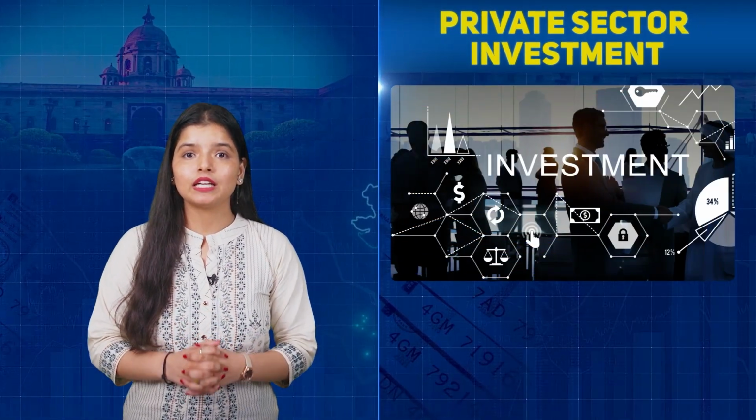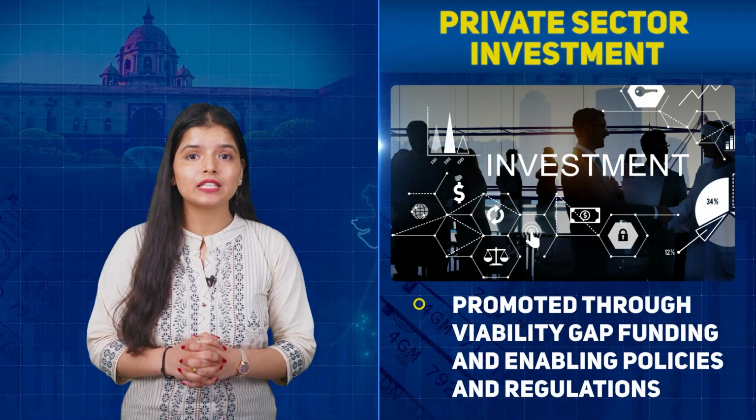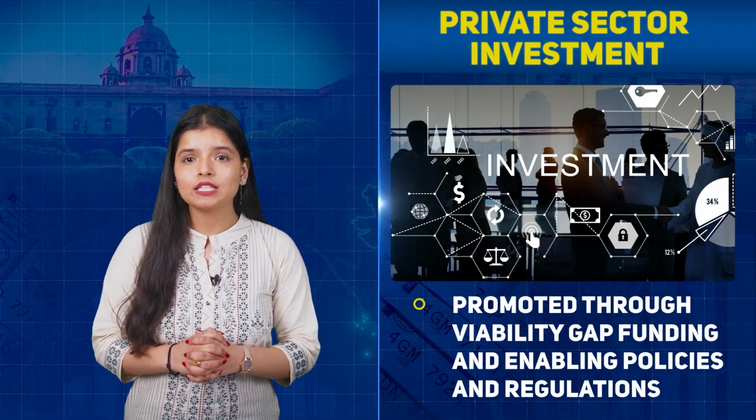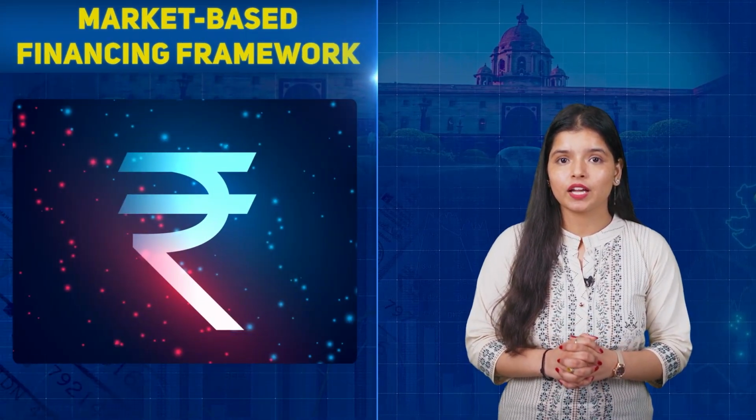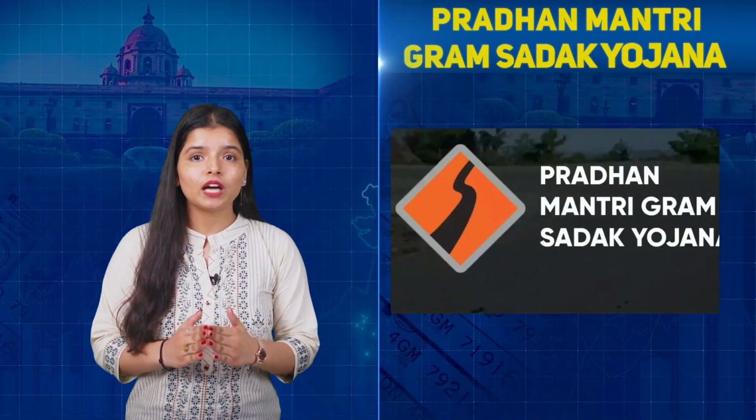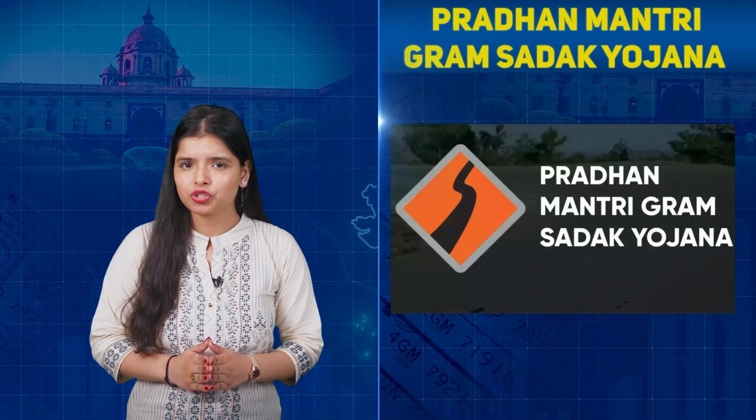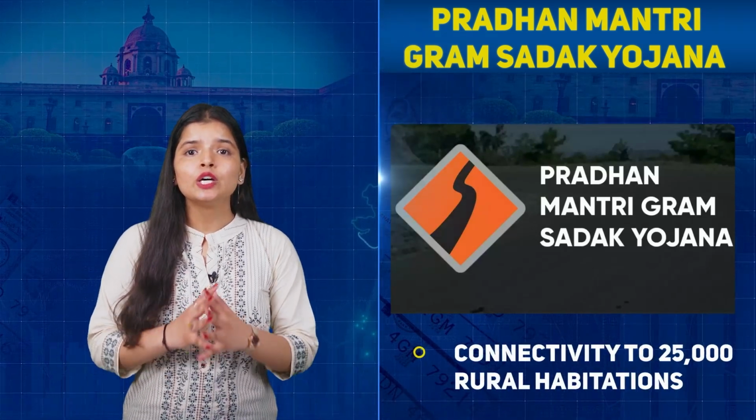Private sector investment in infrastructure will be promoted through viability gap funding and enabling policies and regulations with a market-based financing framework to be introduced. Moreover, the Phase 4 of the Pradhan Mantri Gram Sadak Yojana will launch, providing all-weather connectivity to 25,000 rural habitations.